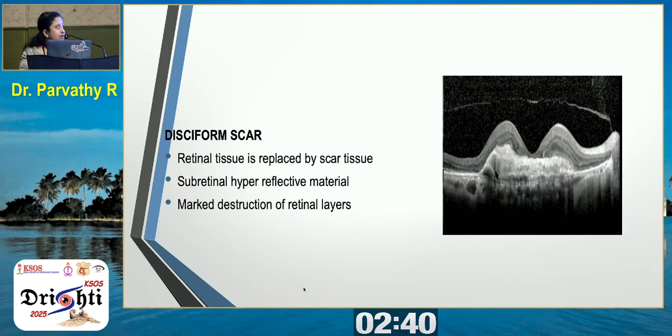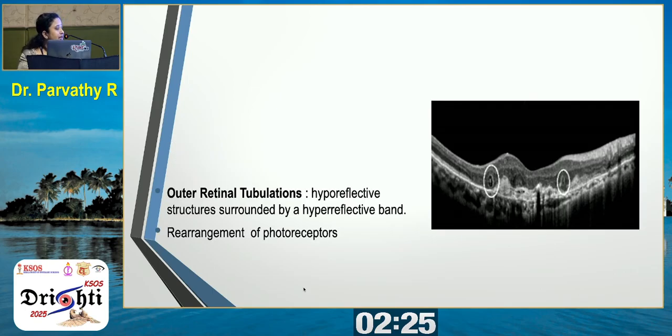Next is the end stage, that is disciform scar, in which the retinal tissue is replaced by scar tissue. We can see hyperreflective material there, and there is marked disruption of the retinal architecture. And another thing is outer retinal tubulation.